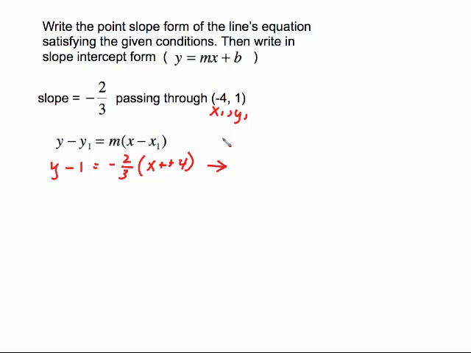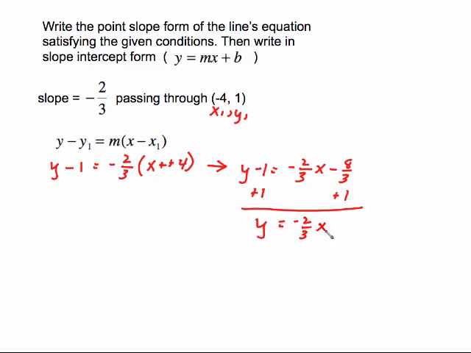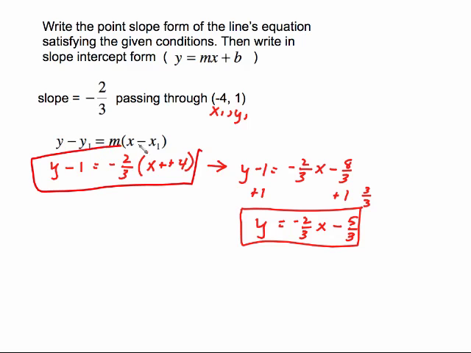But to convert it to slope-intercept form, distribute the negative 2/3. Negative 2/3 times x is negative 2/3 x. Negative 2/3 times 4 is negative 8/3. And then all we have to do is get the y alone, add 1 to both sides. And most of you guys have calculators that do fractions for you. So this is y equals negative 2/3 x. You can type this directly in your calculator, negative 8/3 plus 1, and you will have negative 5/3. If your calculator does not do fractions, you need to change 1 to 3/3 so that you have a common denominator. So there is your slope-intercept form. There is your point-slope form.